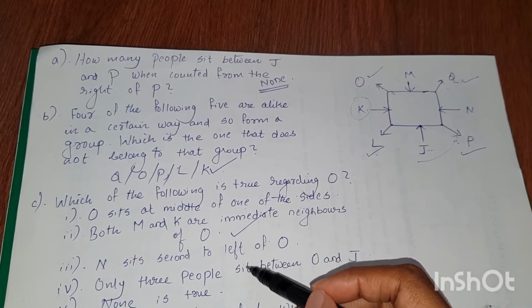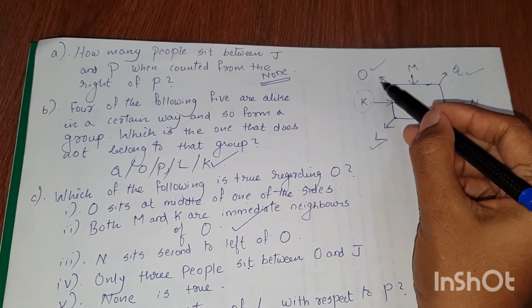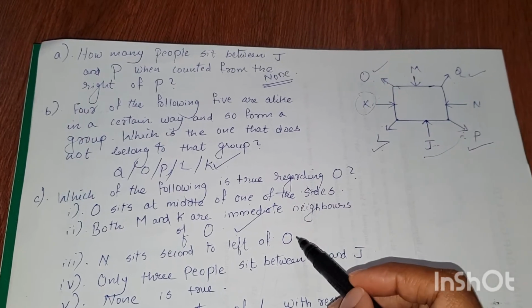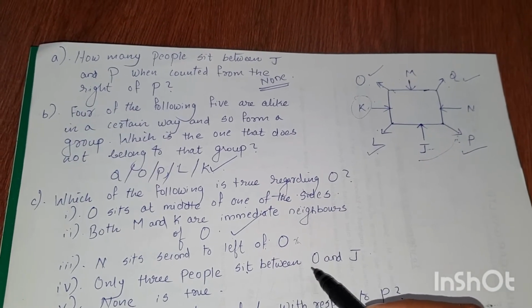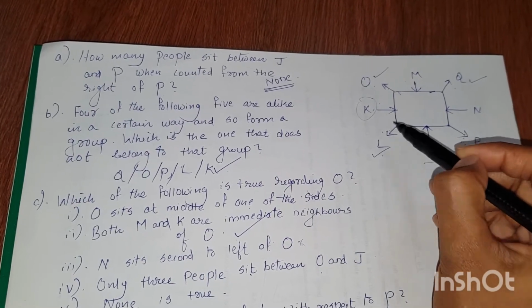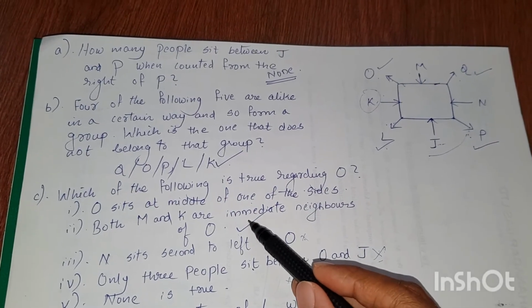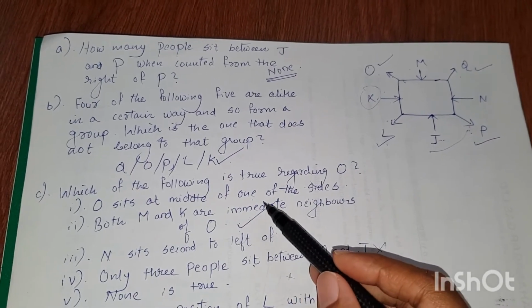We can look at the rest 3 also. N sits second to the left of O. Second to the left of O, it is L, not N. So this is not right. Only 3 people sit between O and J. Between O and J, it is 2 people, not 3 people. So this is also not right. None of the others is true. So the answer is both M and K are immediate neighbors of O, option 2.